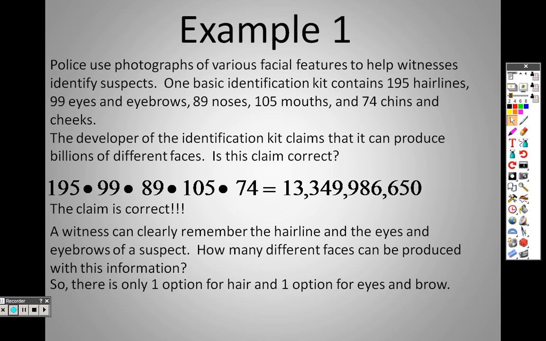He only has one choice, which means he has one choice for the hair and one choice for the eyes. But he still has no clue what the nose looks like, which is why he has 89. He still has no clue what the mouth looks like, which is why he has 105. And he has no clue what the guy's chins or cheeks look like. So it's 1 times 1 times 89 times 105 times 74, which is 691,530. So keep in mind, just by knowing the person's hair and eyes, the number of different combinations can be cut down drastically.